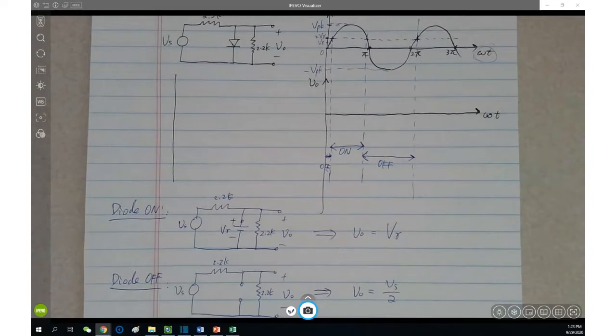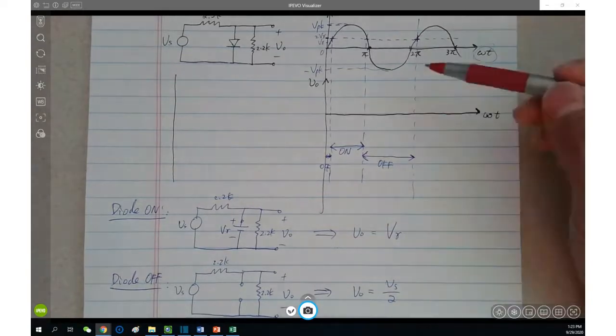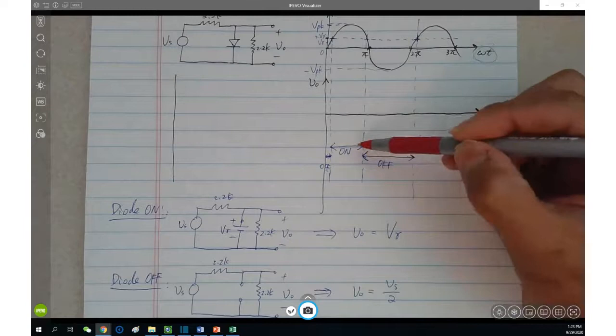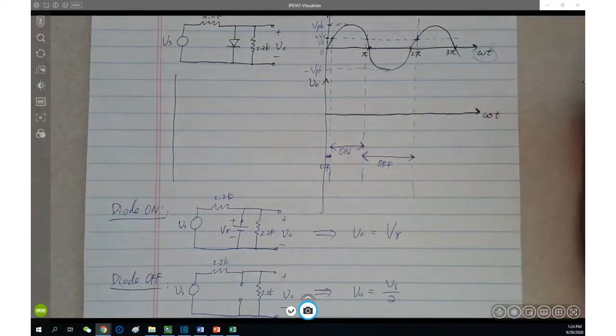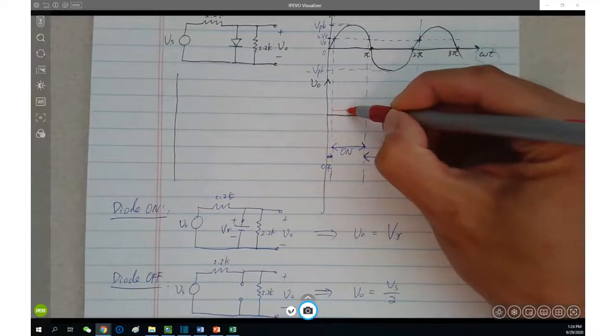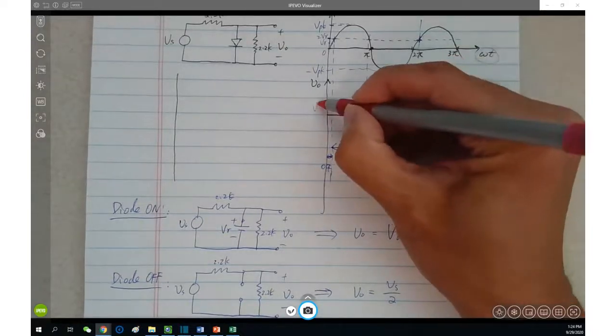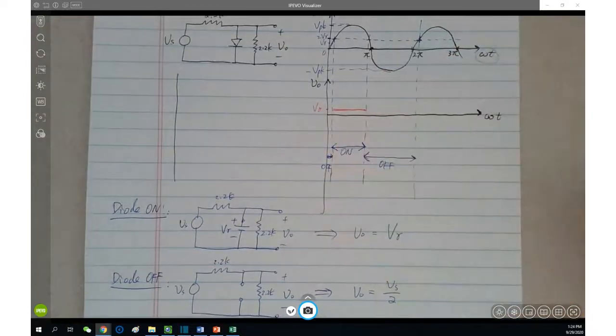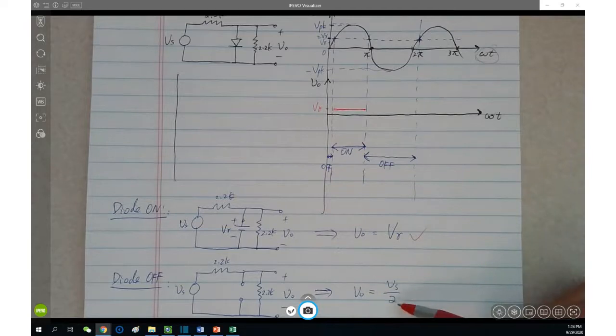So what do you do? Very easy, right? Whenever you see the diode is on, this window is on, straight line with the value of V gamma. Constant. This is V gamma. This is done. And then next is V naught equals half Vs. Half Vs is up to the Vs, obviously.